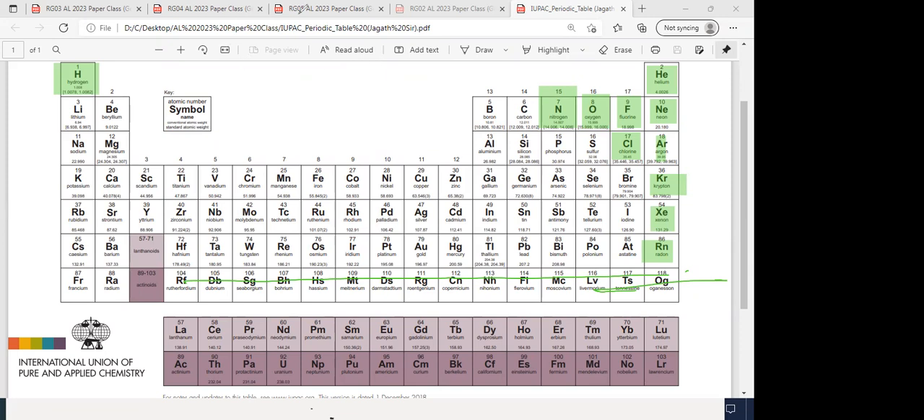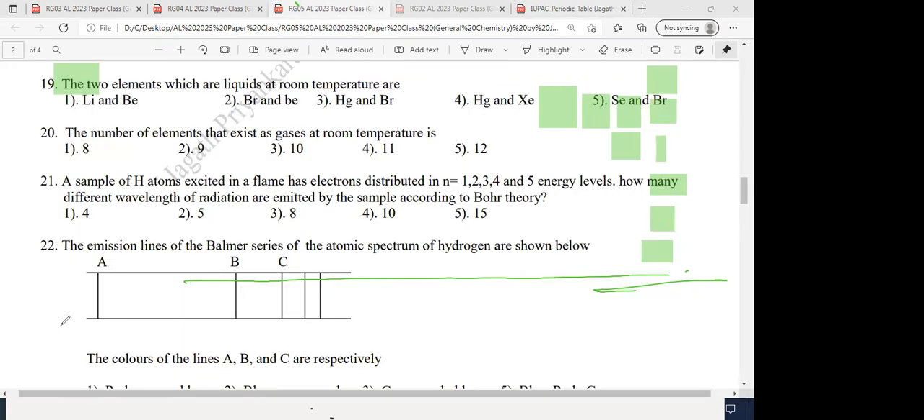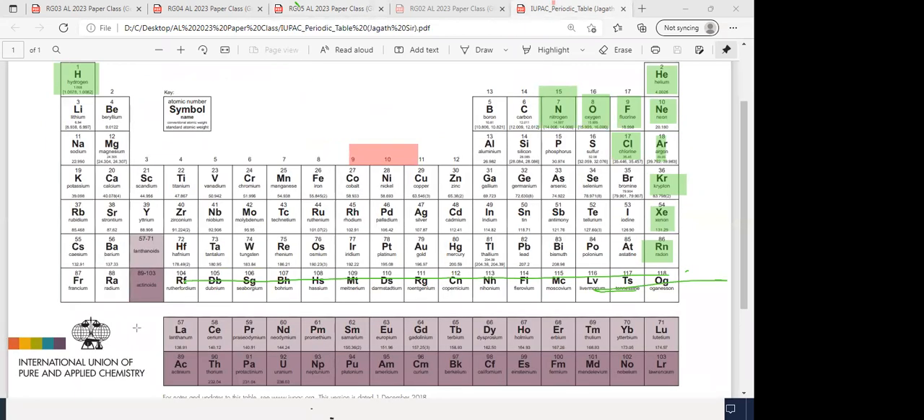What is the answer now? 11 gases means the 20th answer is 4th. Answer is 4th. Very good. So here the answer is 4th. 11 gases are there. But it depends on the situation in the exam. Be careful, if they give everything, then this 118, this is the IUPAC periodic table, the latest one, but the A-level periodic table they don't give that. Yeah, okay, don't worry. Until radon.